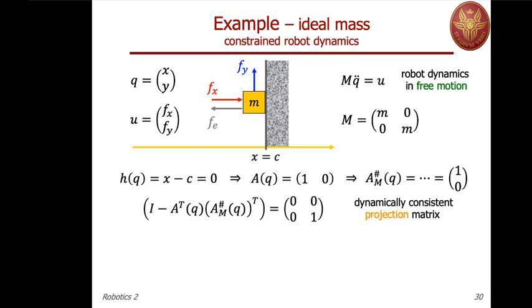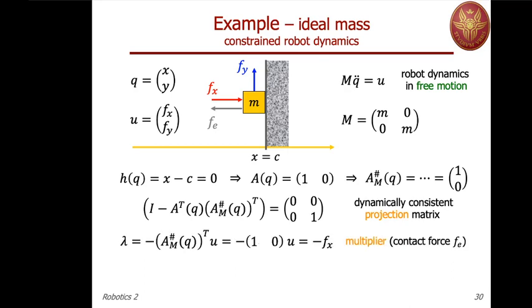Now, in fact, if we compute the dynamically consistent projection matrix, this computation is very simple. You can see it from what is written on the slide. It is simply given by a diagonal matrix with a 0 on the first element of the diagonal and a 1 on the second element of the diagonal, because we are subtracting A transpose times A pseudo inverse M transpose to the identity matrix, and this is the result, which means that all residual motion will occur on the second generalized coordinate, which is in fact what we expect.